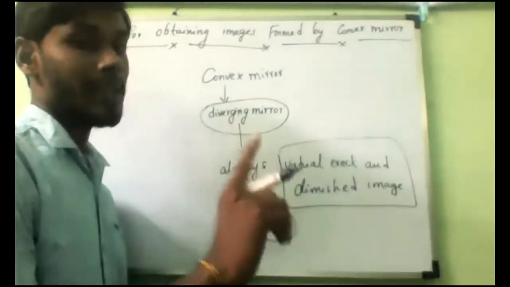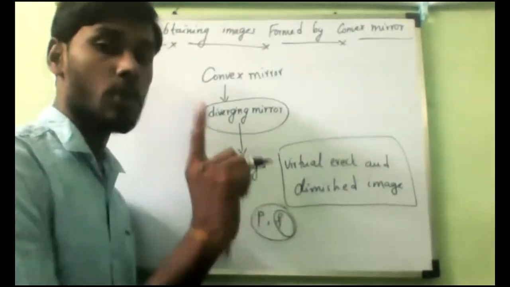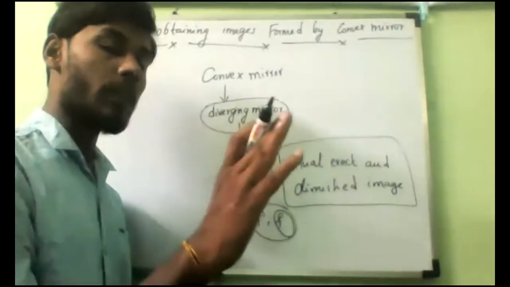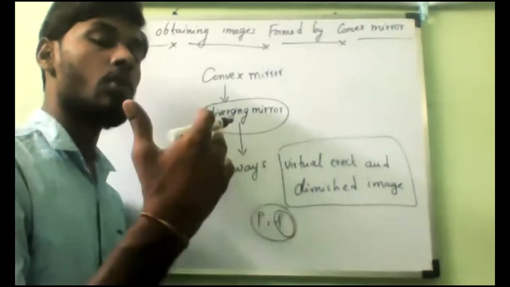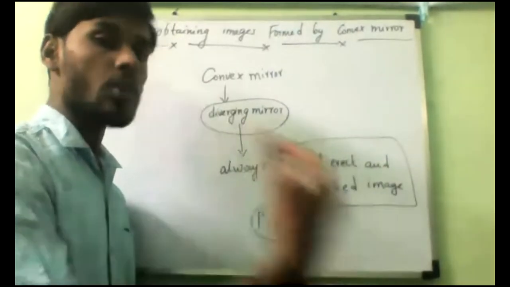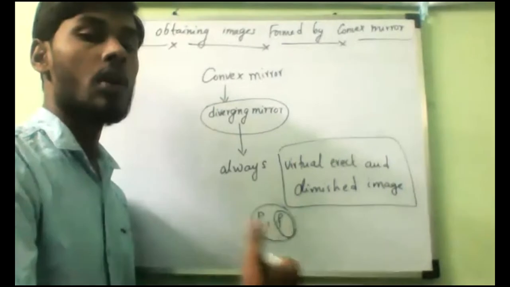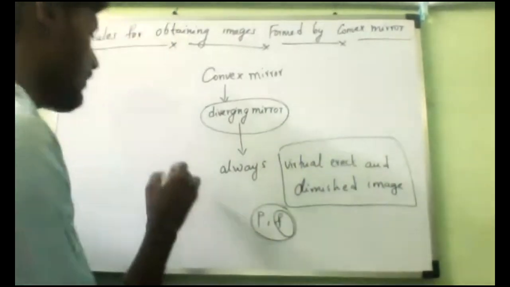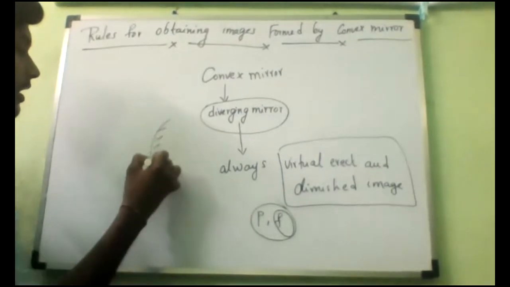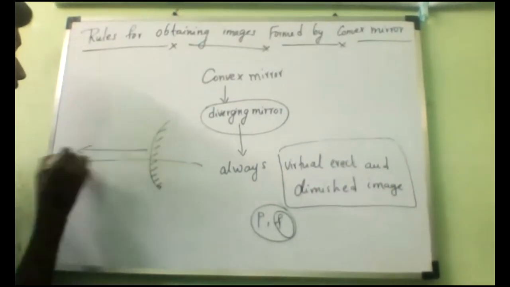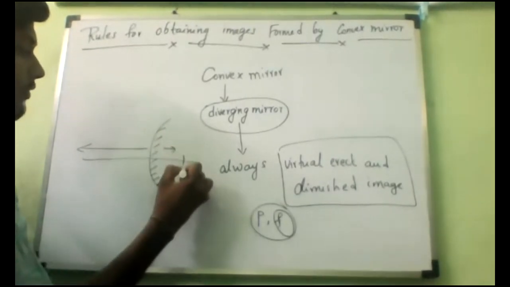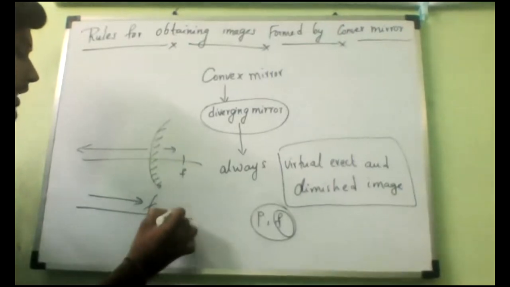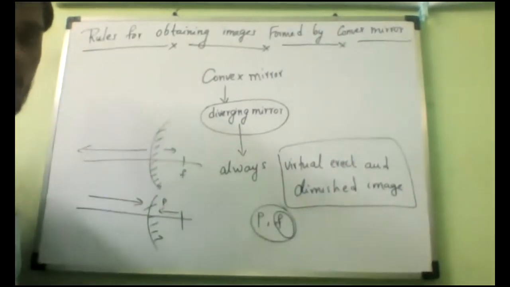So now, if we place the object at infinity, the image will form at the focus. From infinity, as we come forward, the image will also move towards the pole. If the object is moving away from the pole, then the image will move towards the focus. If the object is moving towards the pole, then the image will also move towards the pole. Do you understand?